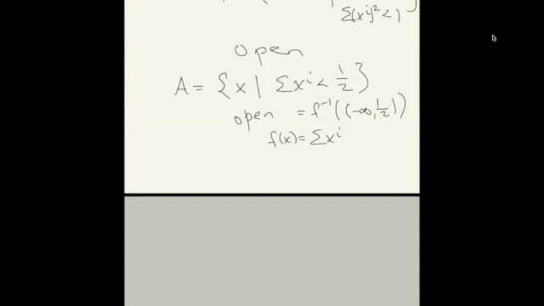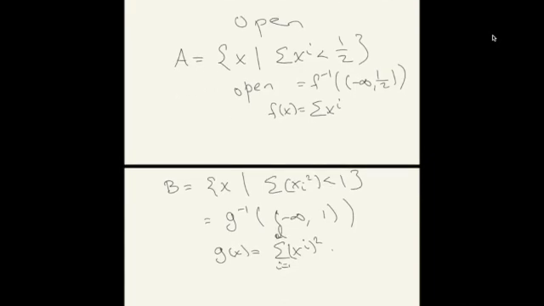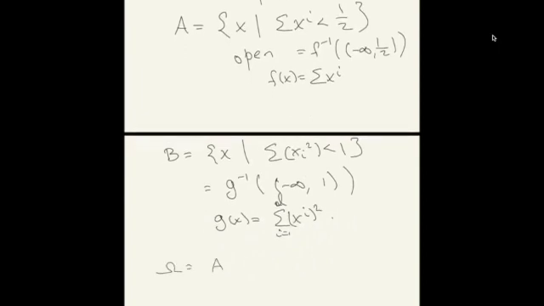And then similarly, if we define B as being, and this shouldn't be called R^D, this should be called omega, so B is all the x's such that the sum of xi squared is less than 1. Then this is the pre-image under another function of the open interval 0 to 1. And actually that's always non-negative, so we don't even have to take the full thing. But what is g? G of x is now the continuous function sum of xi squared, summing over the components. You could also recognize this as the unit ball if you wanted, but omega is A intersected B, and each is open.